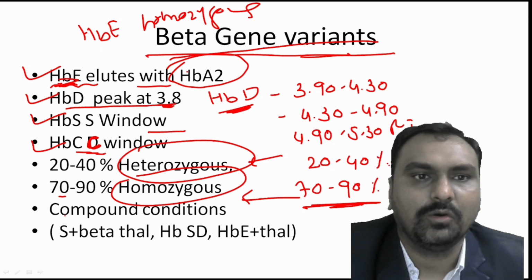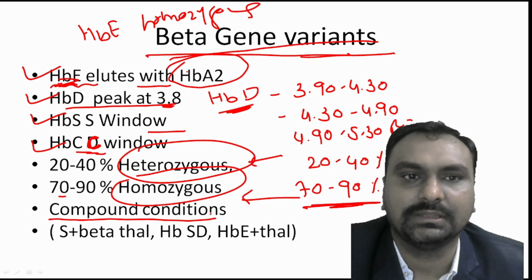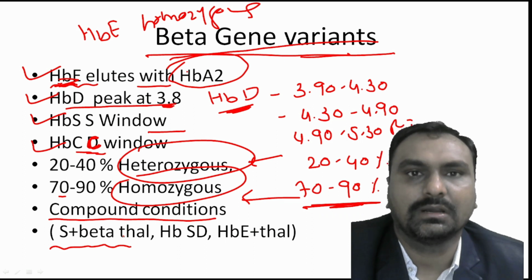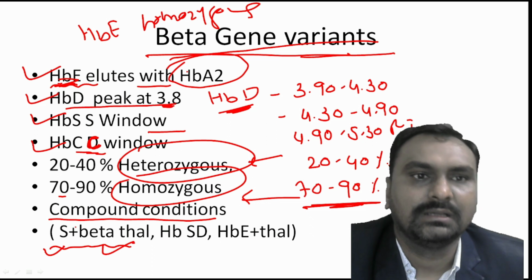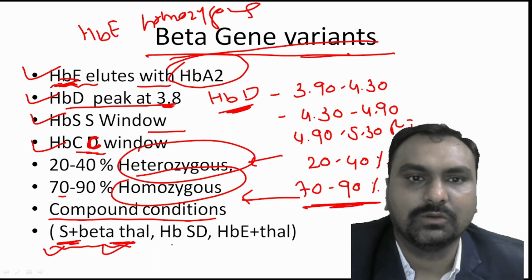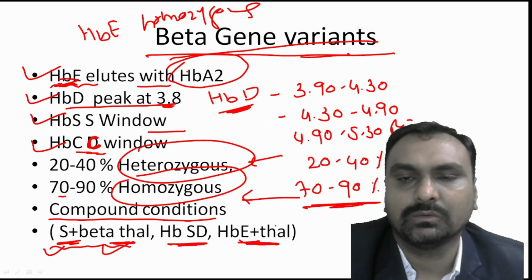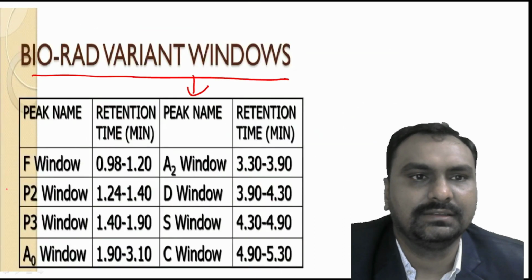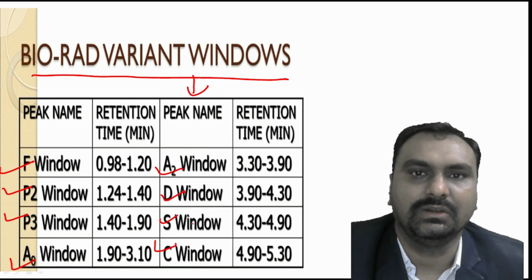Because of the couple's lack of awareness regarding screening for hemoglobinopathy, there may be a double heterozygous child. If one of the couple has HbS and the other partner has beta thalassemia, then the child has a chance of being double heterozygous for S and beta thal, double heterozygous for S and D, or double heterozygous for E and thalassemia. So double heterozygosity is very common also. This is the Biorad variant windows. You can see the F window, P2, P3, A0, A2, D, S and C window.